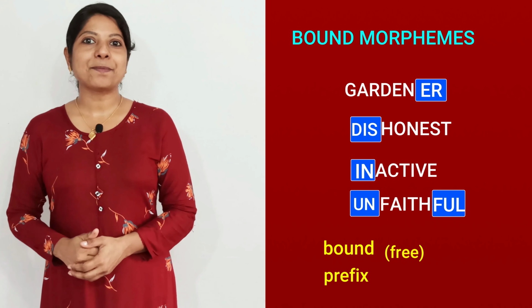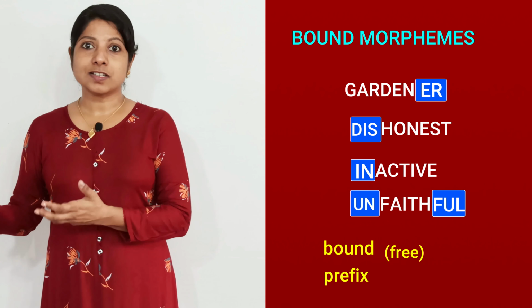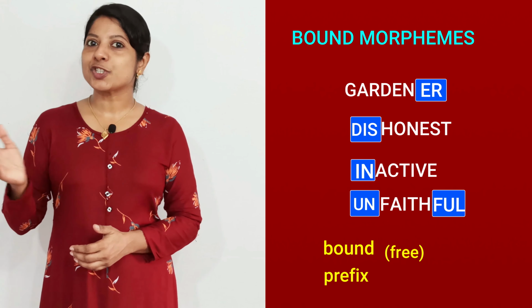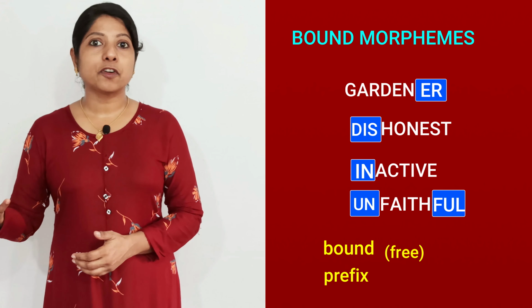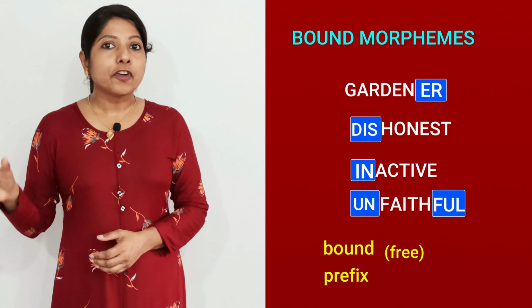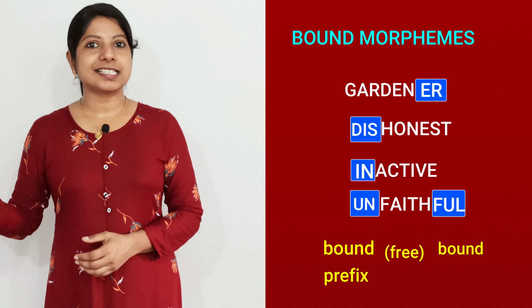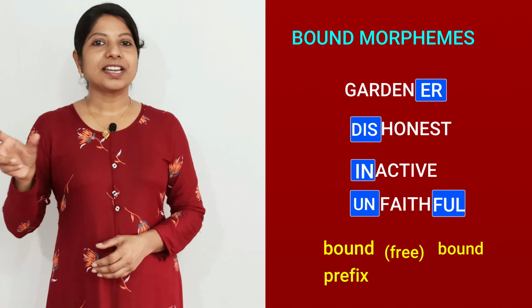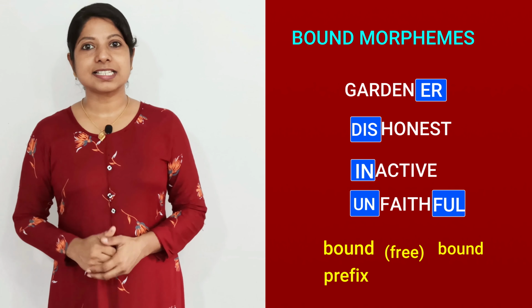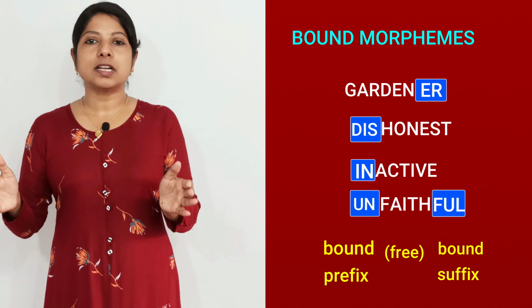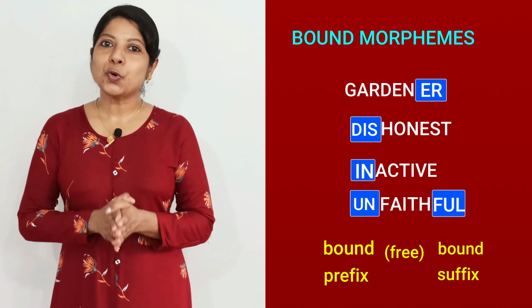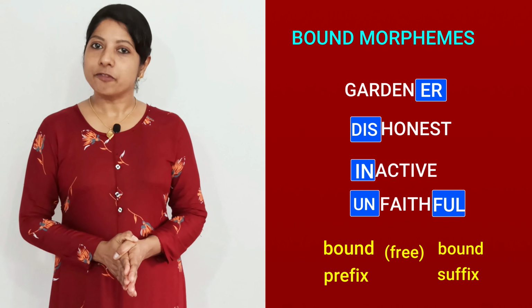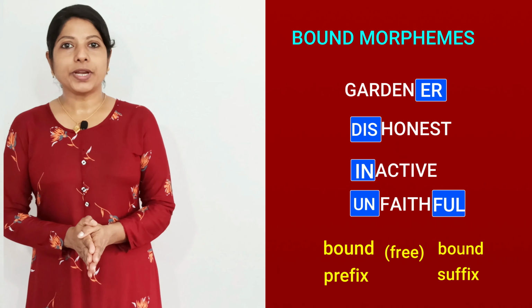Now full again is a bound morpheme because it cannot stand alone. It needs to be attached to faith to make itself meaningful or for its existence. Now full is a bound morpheme, and since it is added at the end of faith, it is a suffix. Hence it is a bound suffix. So unfaithful is a three morpheme word with two bound morphemes and one free morpheme. So far we have discussed morphemes and its categories, free morphemes and bound morphemes. Now we'll be discussing its subcategories in another episode.